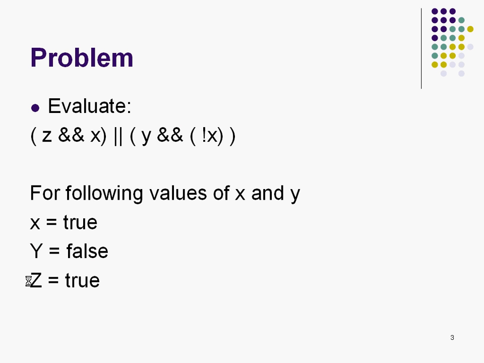So this is simple, right? All we've got to do is replace the values of x, y, and z in this expression and then find it out. So in this case, x is true, z is true, so true and true is true. And that is ORed with something, but true ORed with anything is true. So this would evaluate to true. Now this is how we would do it manually.